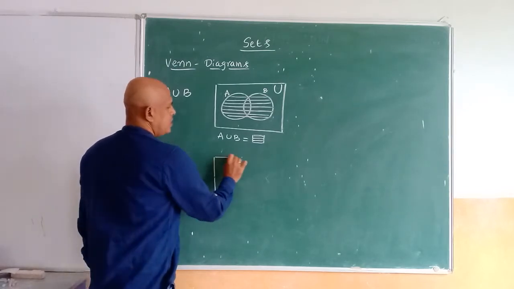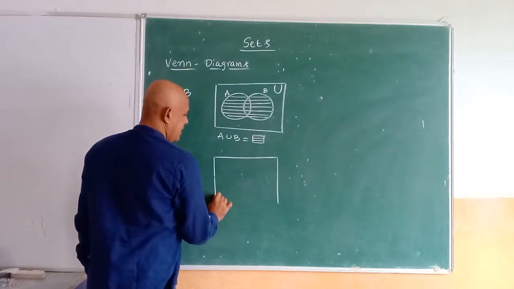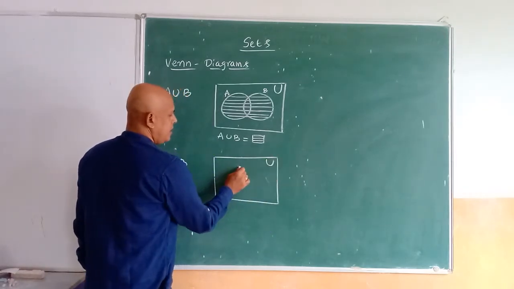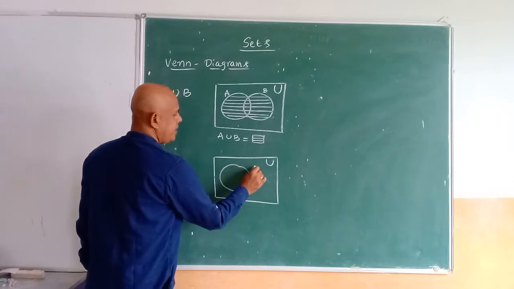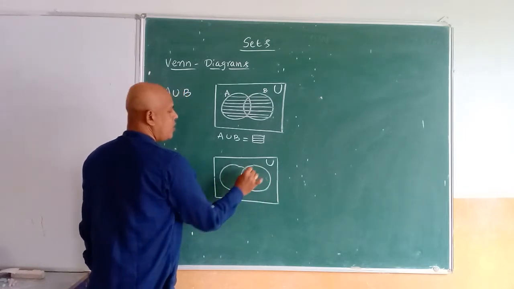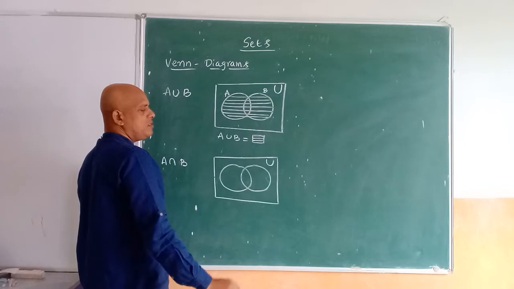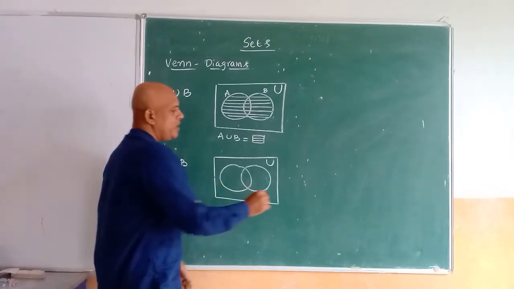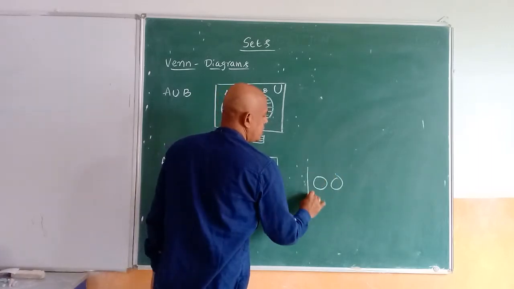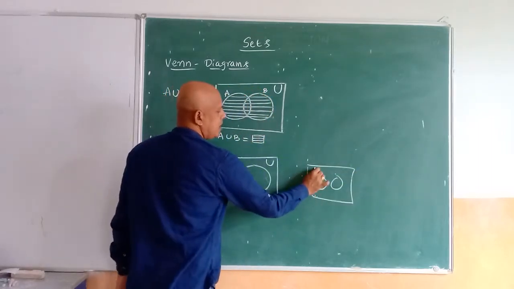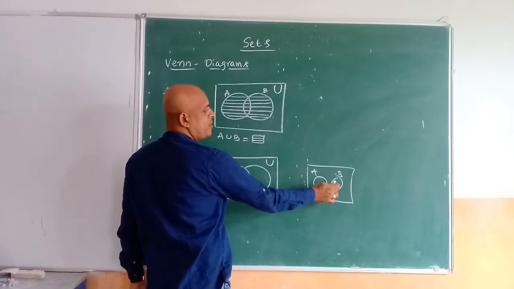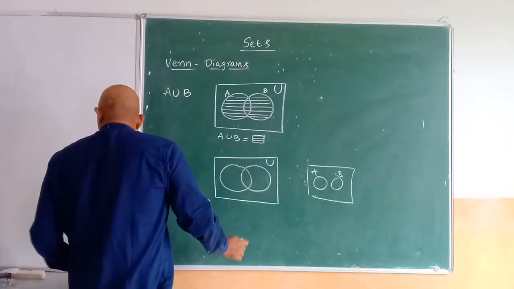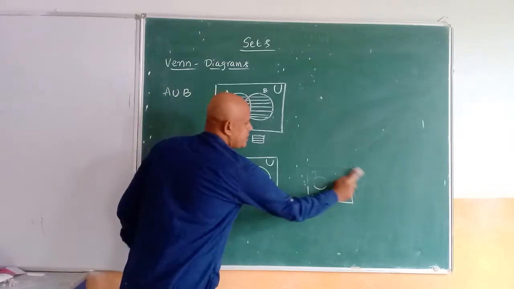Again the universal set, a rectangle, and two circles for set A and set B. When they are not disjoint sets, not disjoint means there are common elements in both A and B. When there are no common elements, as I said, then we have to draw the Venn diagram in this way. This is A, this is B. When there are common elements in A and B, then we have to take overlapping circles. So let us continue.